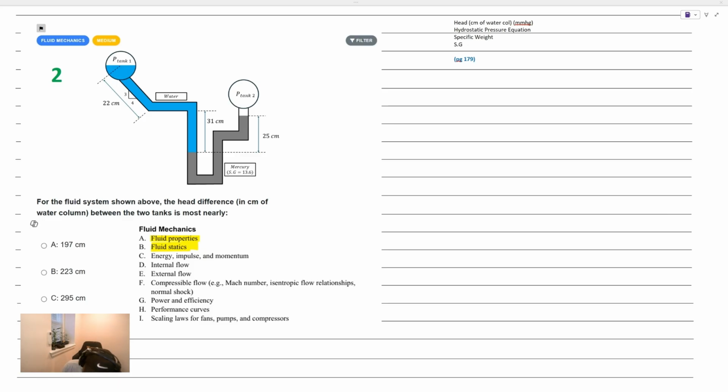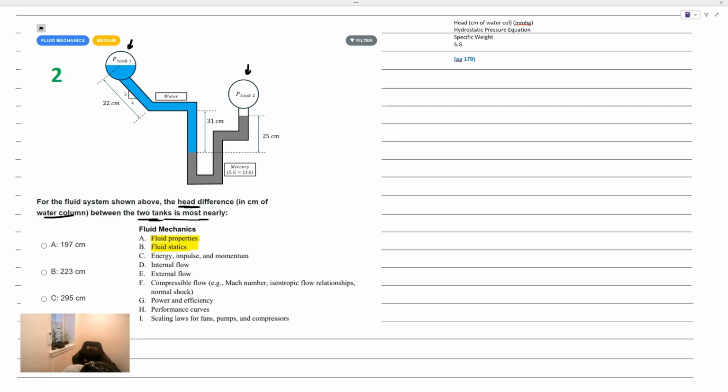In this problem here, we have a fluid system that's shown above, and we're looking for the head difference in centimeters of water column, and we're going to talk about what exactly that is, between the two tanks above. You can see that there's a tank on the left, there's a tank on the right, and we're looking for the pressure difference measured in head, right?